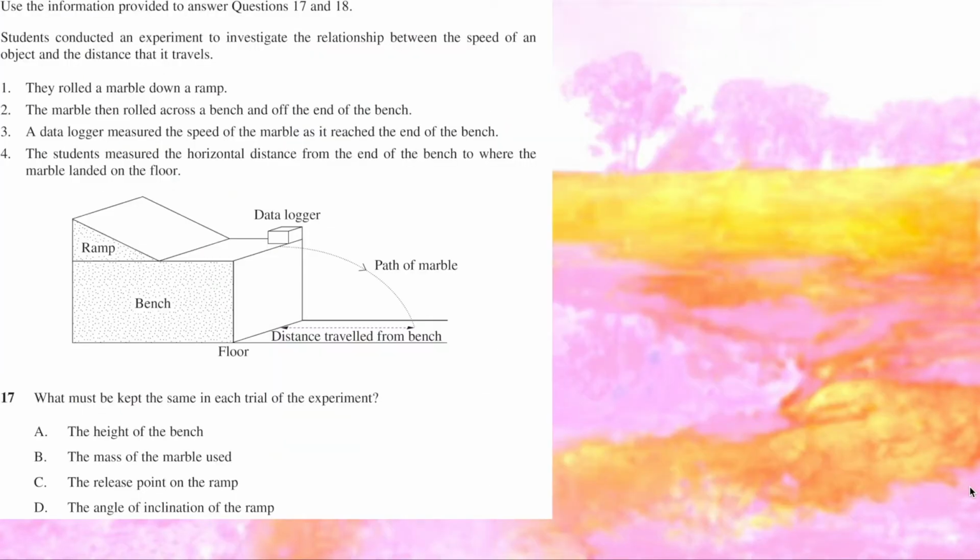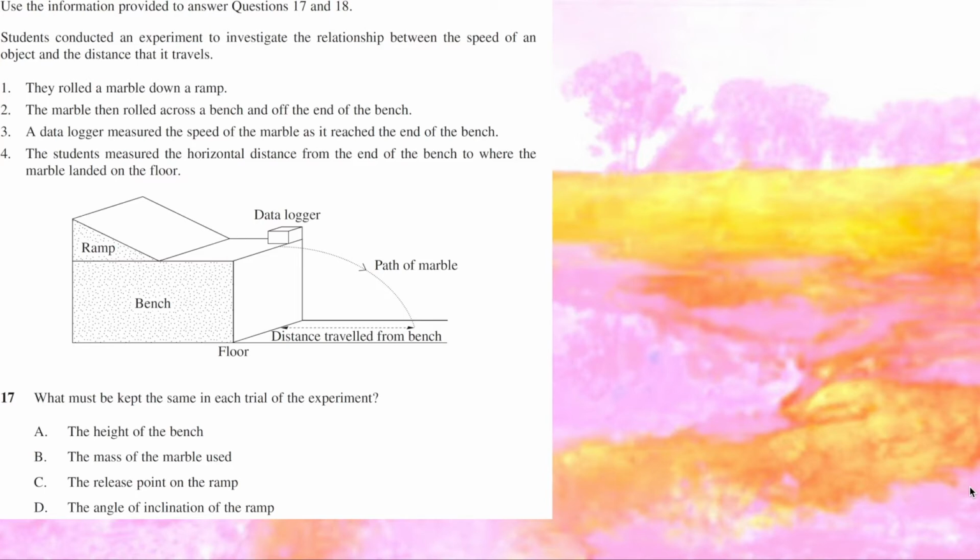Also, in terms of that accuracy, question 17 from the 2020 paper is talking about what must be kept the same. If we look here, the aim is to investigate a relationship between speed and the distance it travels. So in this case, what must we keep the same? Well, the ramp is controlling the speed. They're rolling the marble down the ramp, so if you want to increase the speed, you change the angle of inclination.